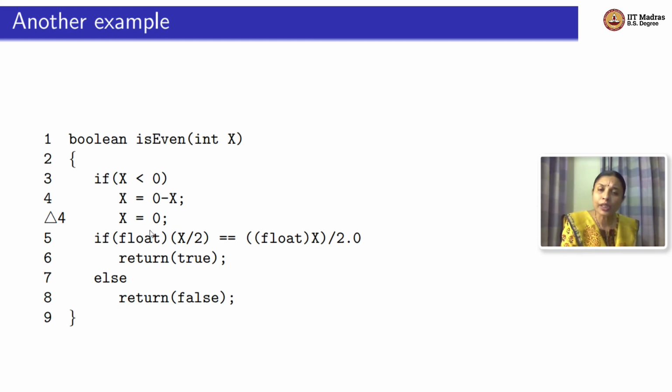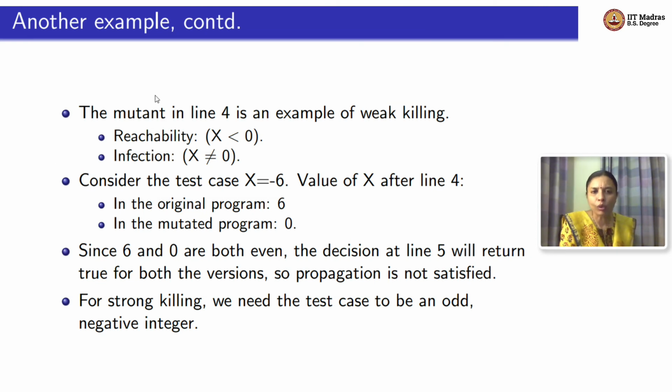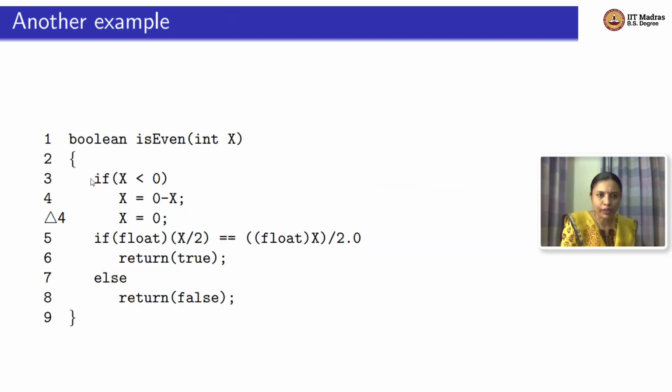What does the mutant delta 0 do? If it gets a negative number, it will make it 0. That's the change. Now, the mutant in line 4 is an example of weak killing. Why is that so? Reachability is x less than 0. Infection is x not equal to 0 for this x.